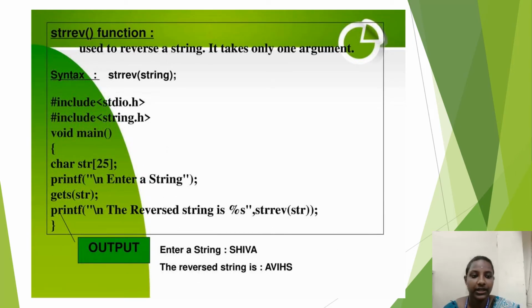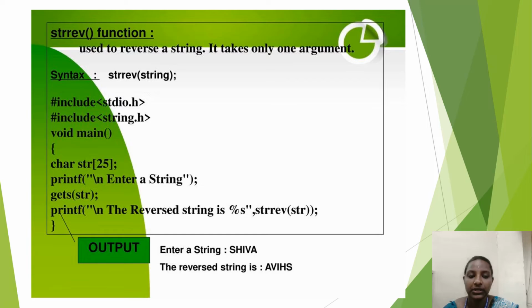Our next string handling function is string reverse. String reverse is used to reverse a particular string. In this function, we give one string with some alphabets, and the same string must be displayed in the output in reverse form. For example, if the input is 1, 2, 3, 4, the output will be 4, 3, 2, 1. That is the reverse.